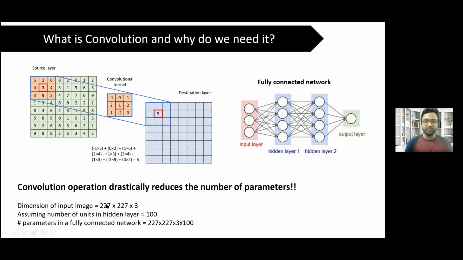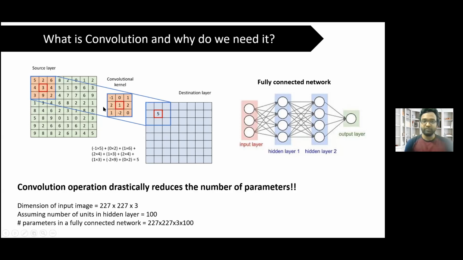So if the input image is of size 227 by 227 with 3 color channels, and let's say there are 100 units in hidden layer 1, then the number of parameters, or connections, that we would need from the fully connected layer would be 227 by 227 by 3 by 100, which is quite a large number, because we need to connect each pixel with the corresponding unit in the hidden layer. So it requires very large computational resources.